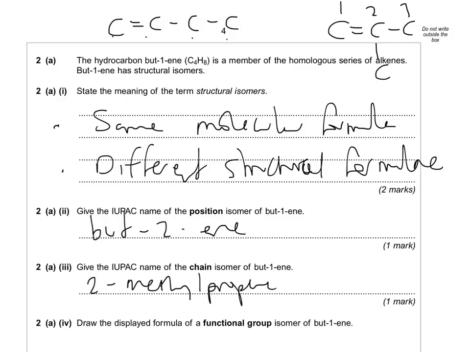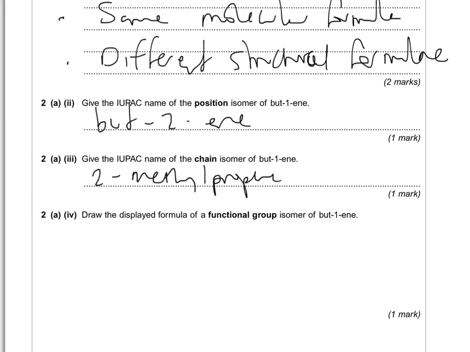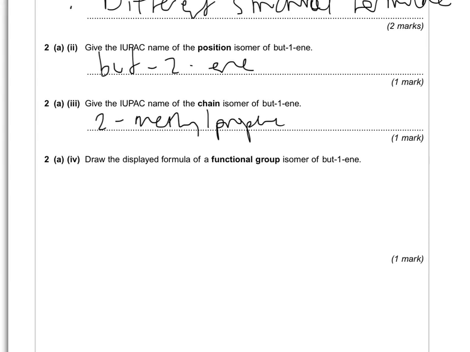Now actually, you wouldn't need that 2 here because you can't have that carbon anywhere else for it to be a chain isomer of propene. So actually, methylpropene would have been fine there too. Draw the display formula of the functional group isomer of butadiene.